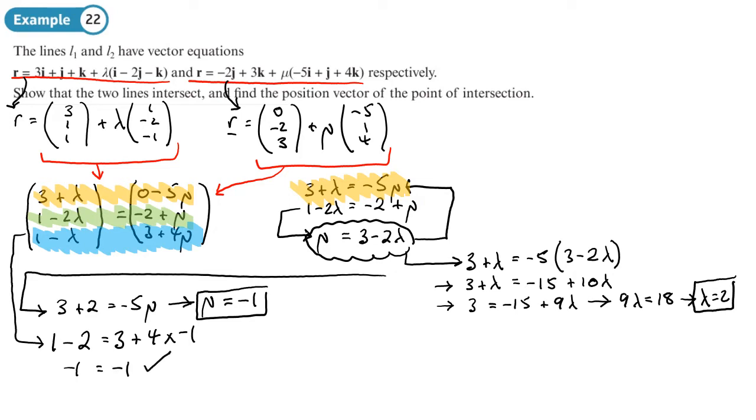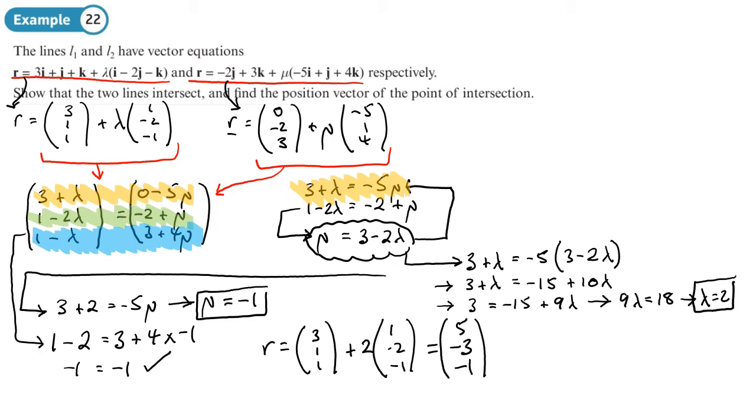So now we can work out what the point of intersection is by substituting the value of mu and lambda in. So I am going to substitute that into the first equation. So r equals (3, 1, 1) plus lambda, lambda's 2, (1, -2, -1). So that will give me 3 plus 2, which is 5, 1 minus 4, which is negative 3, and 1 minus 2, which is negative 1. So the point of intersection is (5, -3, -1).